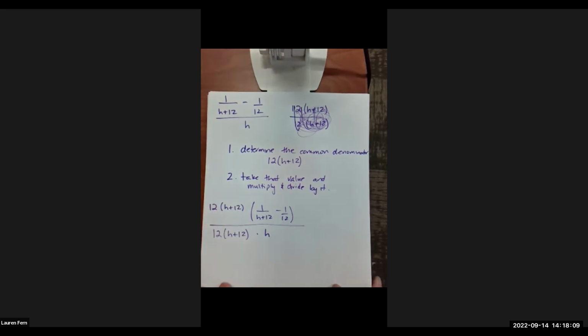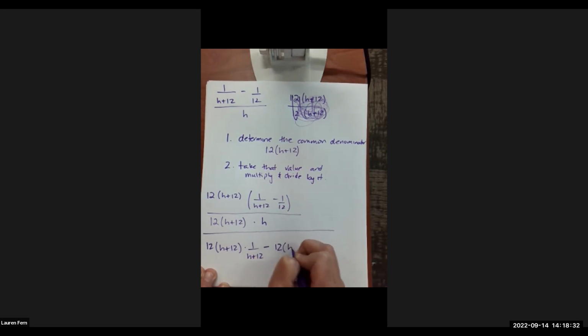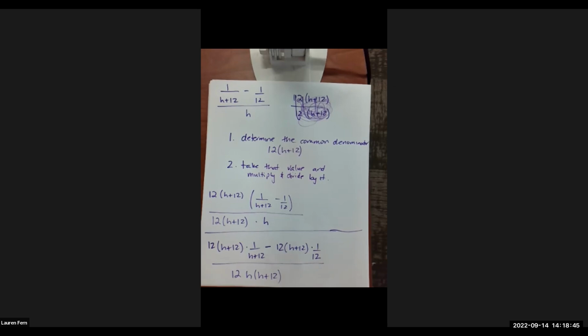Okay, now, how do you deal with this from here? Well, leave your denominator alone. What we're going to do though, is we need to distribute in our numerator. Do you agree? So I need to take 12h plus 12 times my first term. And now I need to take this 12 times h plus 12 times my second term. And I'm just going to put my h next to my 12, like that. Do you see what I've done this far?